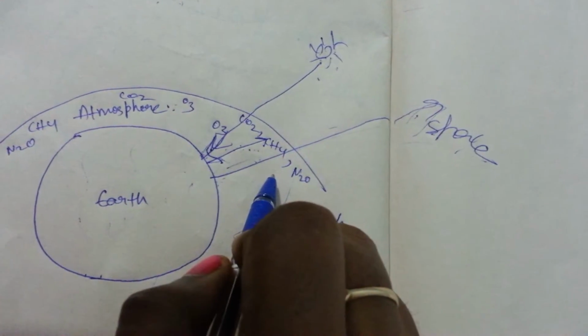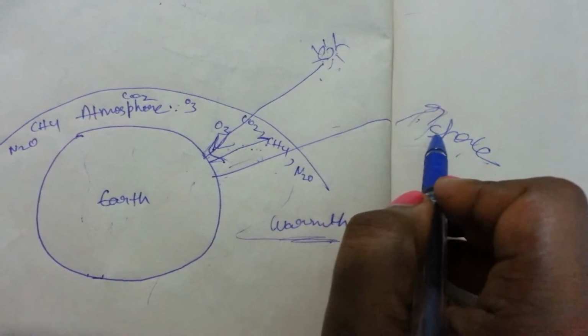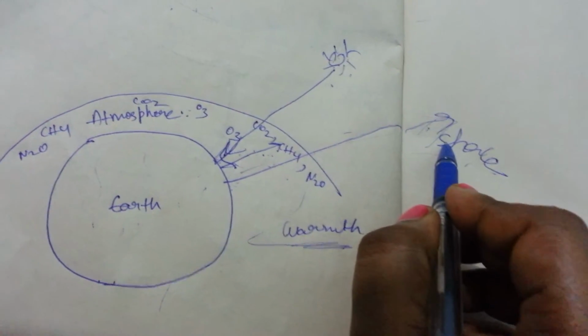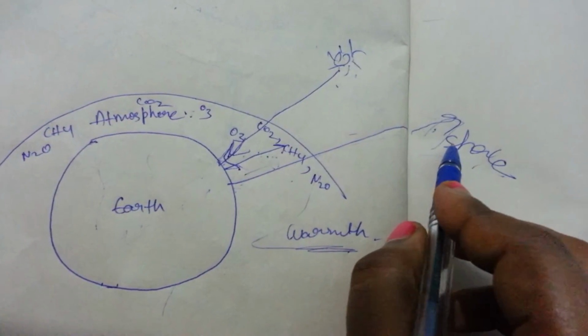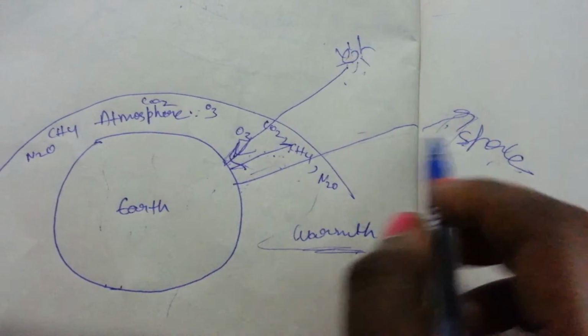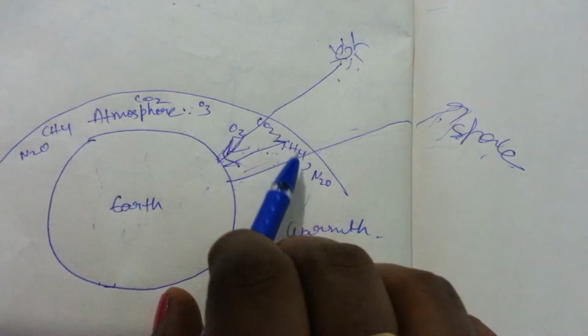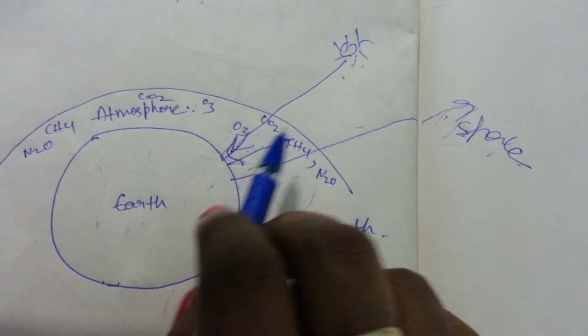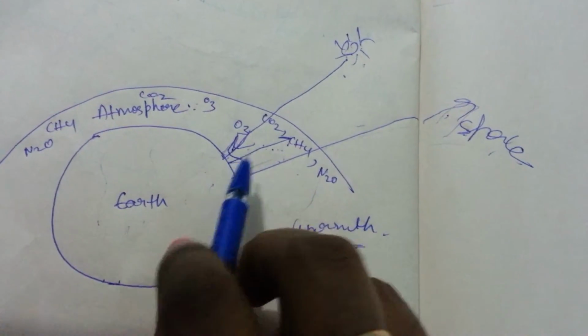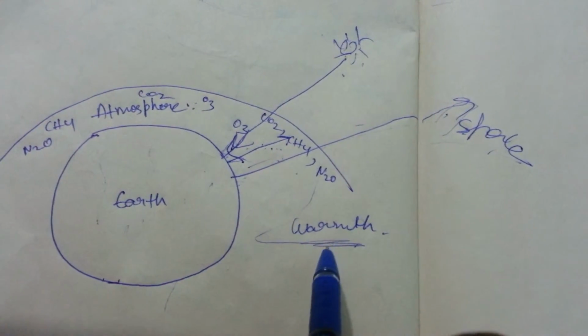Without these gases, all the sunlight would be reflected back into space, so our Earth would be a very cold place. This is called the greenhouse effect. It has worked for millions of years until now.